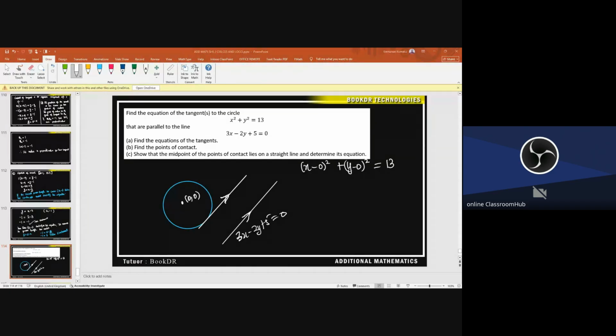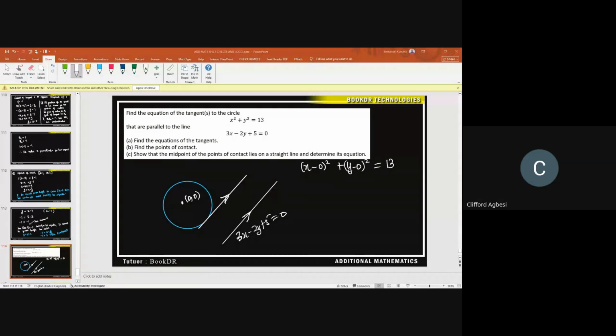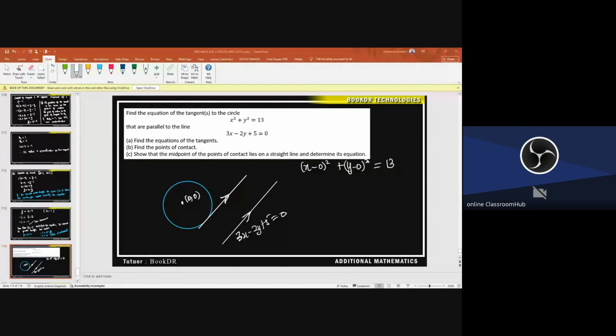Clifford again. Sir, please, the radius is root 13. Good. The radius is root 13. Very good. The radius is root 13.